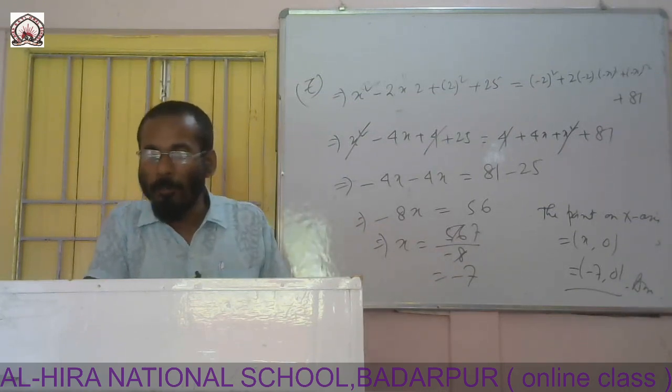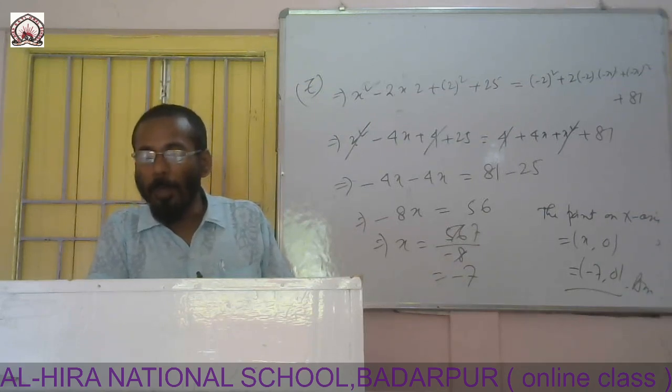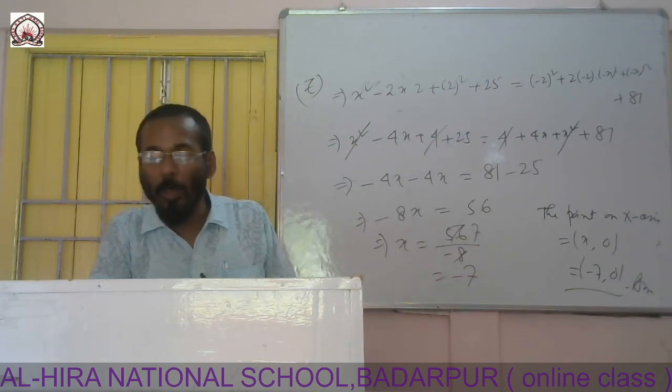And question number 9, Q, P(x, 6). So find the values of x. Distance QR is equal to PR.